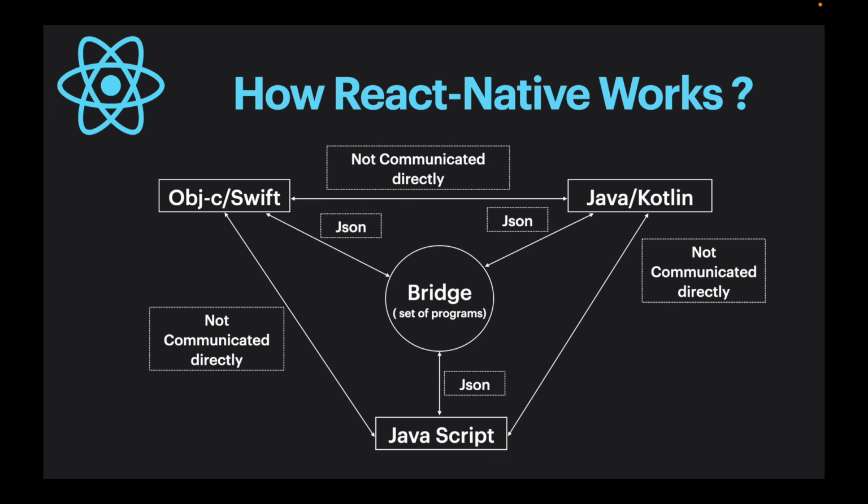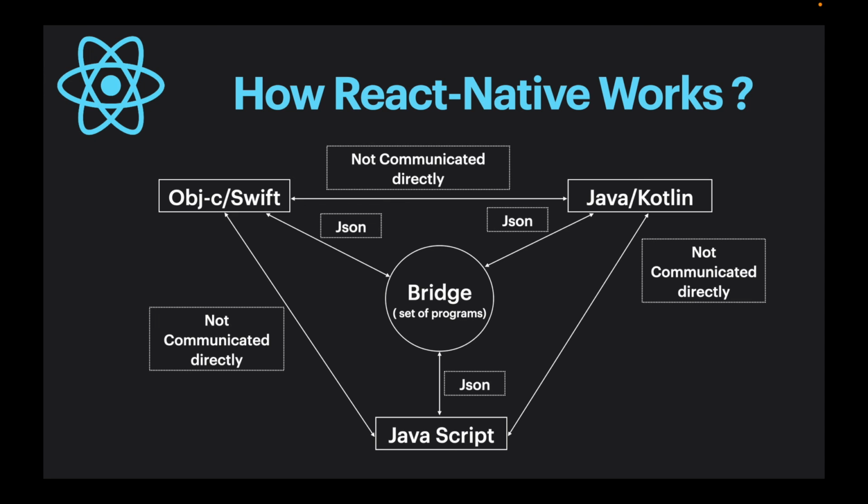So here is the final picture of how the Bridge actually works. Suppose JavaScript wants to communicate with Objective-C and Swift. Objective-C and Swift cannot communicate directly with JavaScript, and in the same way JavaScript cannot communicate directly with Java and Kotlin. So the Bridge is the main communicator.